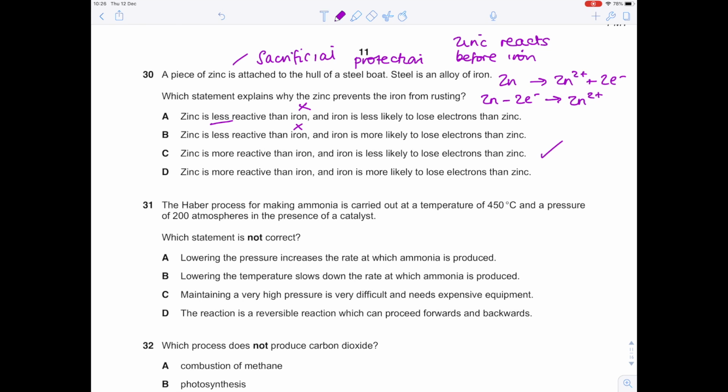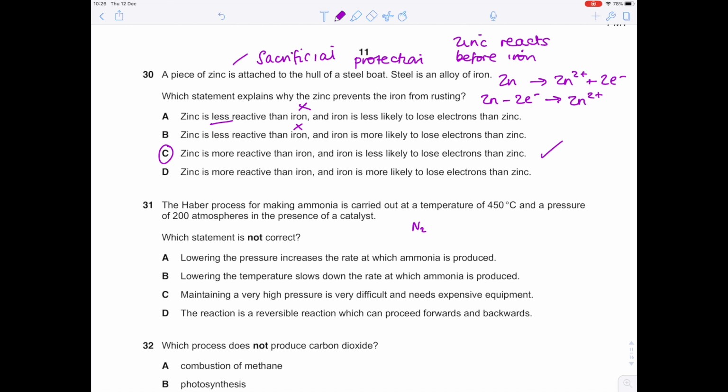If that were true, then it would react away, and therefore the zinc would be completely pointless. The Haber process for making ammonia is carried out at a temperature of 450 degrees Celsius and a pressure of 200 atmospheres in the presence of a catalyst. Which statement is not correct?